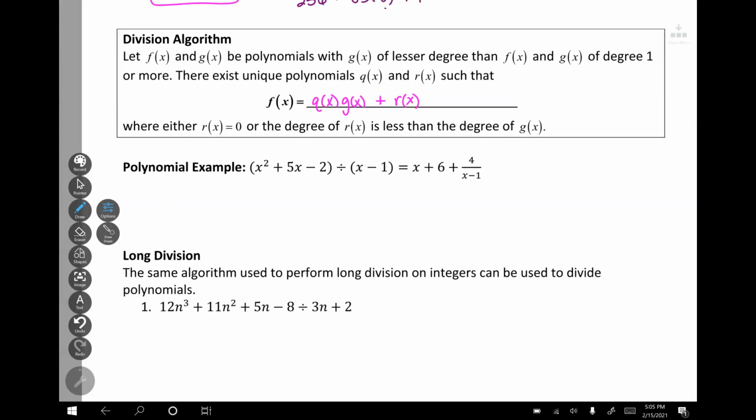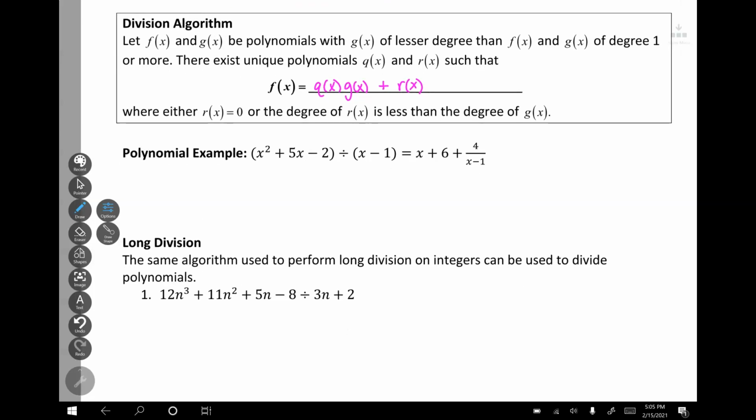All right, so let's look at a polynomial example of this. We don't know how to actually divide these yet, but let's just label these with the vocabulary that we've been talking about. First of all, this is your dividend. That is what you're dividing into. This one, that's your divisor. Notice that it has a degree less than the dividend. That has to be true. And then we have our quotient. And the 4 up here, that is your remainder.